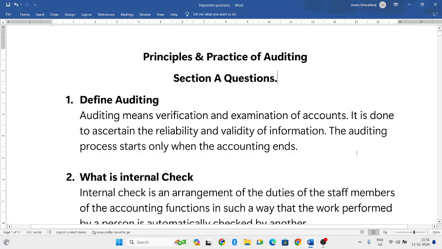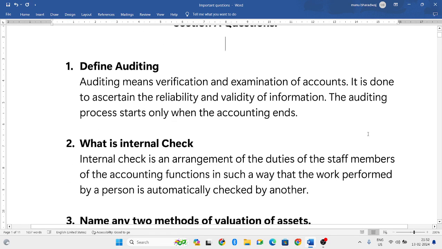In this particular video, I'll discuss some section A questions which have been taken from previous year question papers and from the model question paper. First one is define auditing.